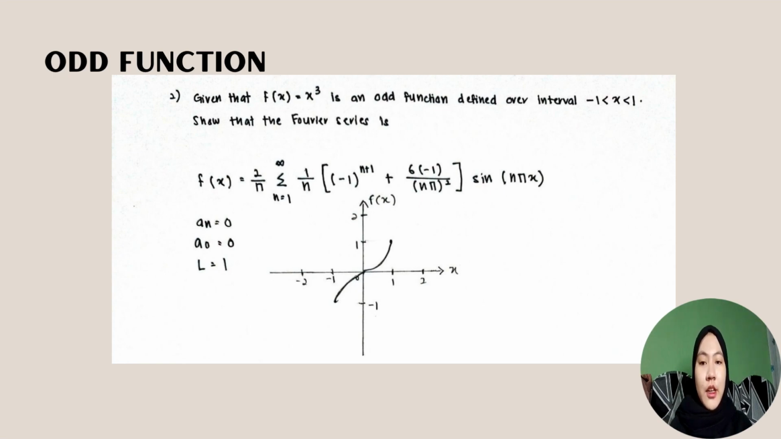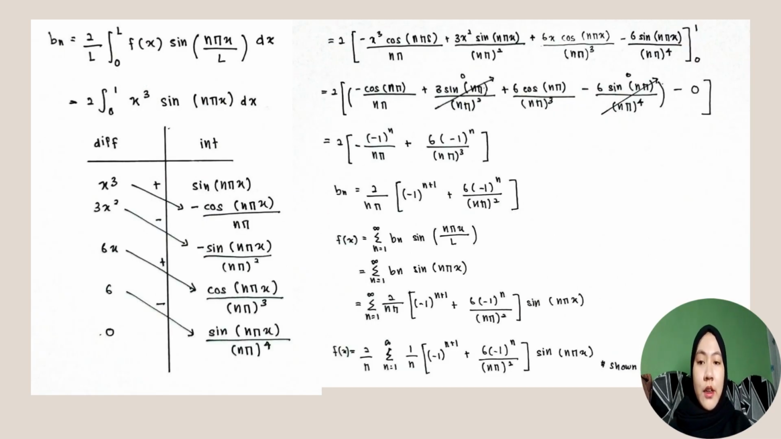For the odd function, the function given is x cubed, and the interval given is negative 1 to 1. After we plot the graph, we get the shape, and we have to substitute in the given formula. So after we get the value, we substitute in the formula 2 over L, integrate 0 to L, function of sin n pi x over L dx. After we substitute, we differentiate and integrate, just integrating like we usually do. So after we integrate, that is the final answer that I get.